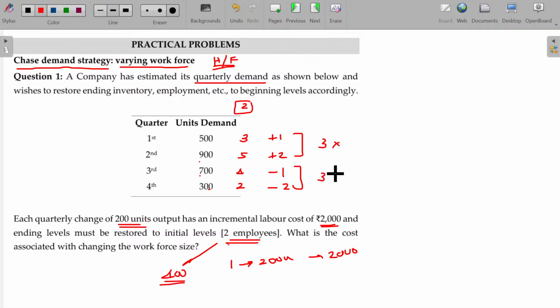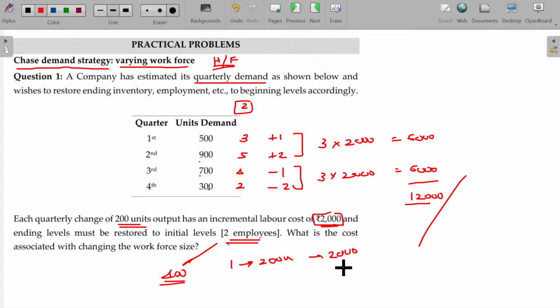Whether you recruit or terminate, for every employee it costs me 2000. Sometimes hiring cost may be 2000, termination cost may be 3000 or 1500. The number may be different also. Here it is clearly stated that the incremental labor cost for changing, either addition or deletion, in both cases is the same, 2000 rupees. So the value here is 6000 and here also 6000, overall 12,000 rupees. 12,000 rupees. Clear?